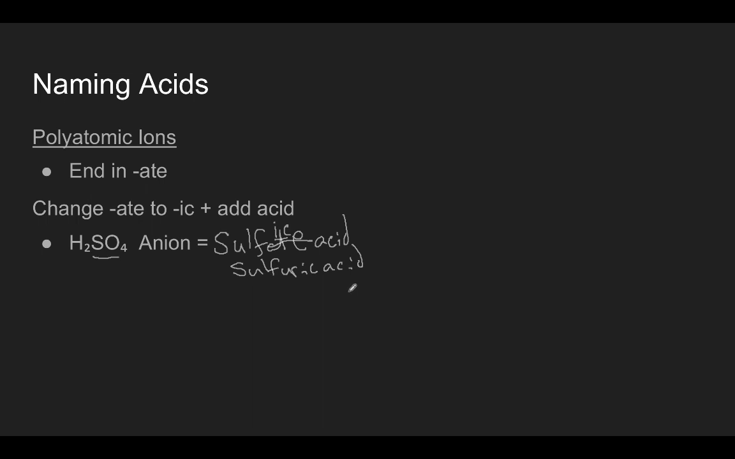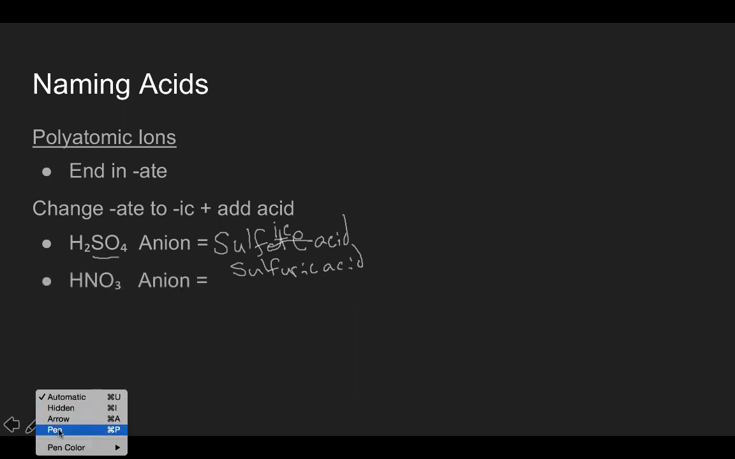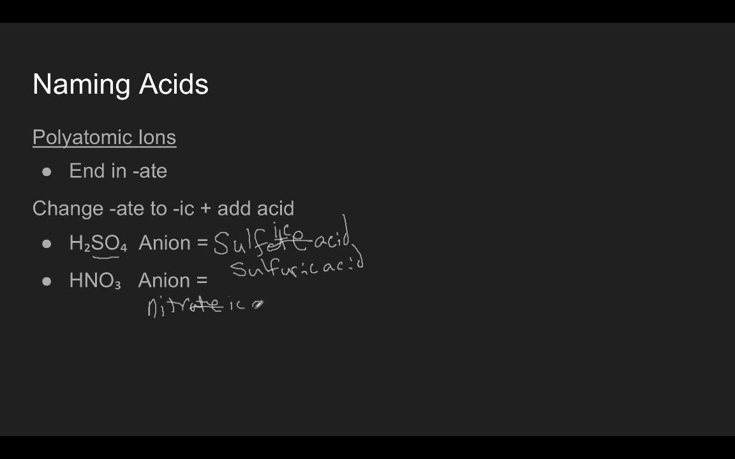Now sulfic acid sounds kind of funny, so it is actually sulfuric acid. But if you were to put sulfic acid on a test, I would still give you full credit for that. Another one is HNO3. The anion for HNO3 is nitrate. So we're going to cross out the ate, turn it into ic, and add the word acid. So without the work, that is nitric acid.